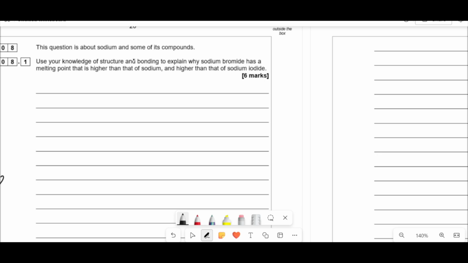So this question's about sodium and some of its compounds. Use your knowledge of structure and bonding to explain why sodium bromide has a higher melting point than that of sodium and higher than that of sodium iodide. So in that case, we need to describe what all of these are. Bromide is higher than sodium and also higher than sodium iodide. So we need to talk about each step one by one. So let's talk about structure.